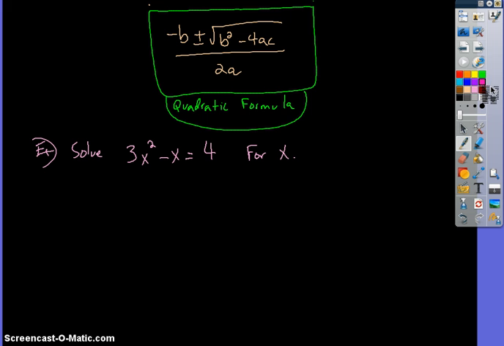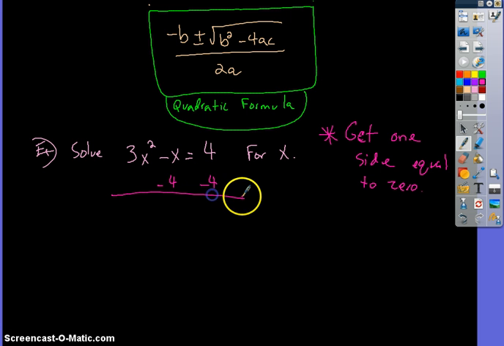All right, first example says solve the equation 3x squared subtract x equals 4 for x. Lots of ways we can solve it. However, we want to focus on the quadratic formula. So what's important is the first thing: you must get one side equal to 0. Given that equation, I want one side to be 0, so I'm going to subtract 4 from both sides, giving you 3x squared subtract x subtract 4 equals 0. Now what you want to find out is what is a, what is b, and what is c.